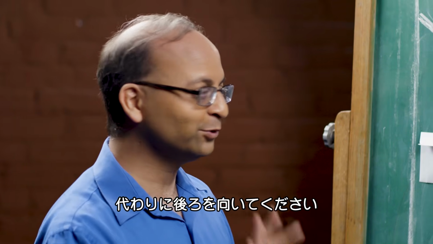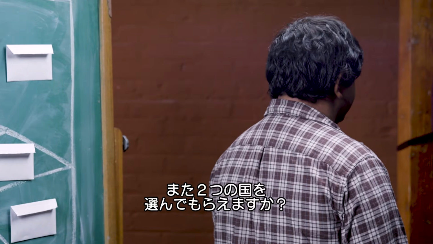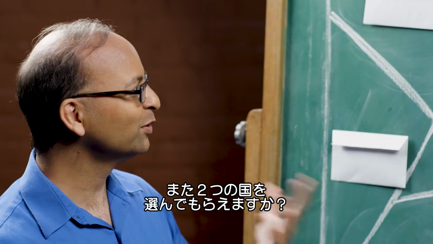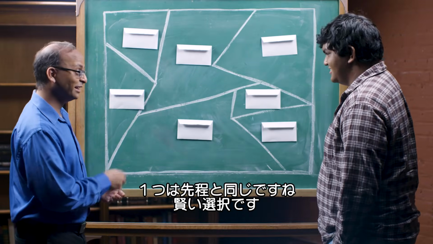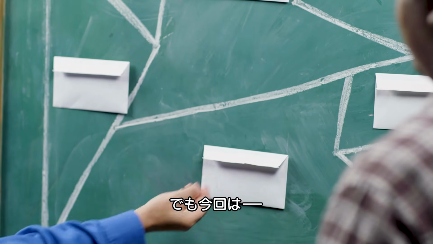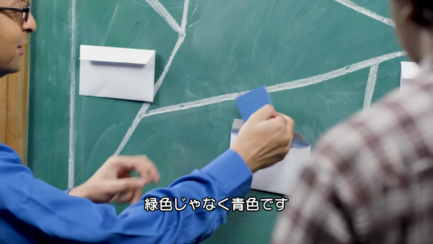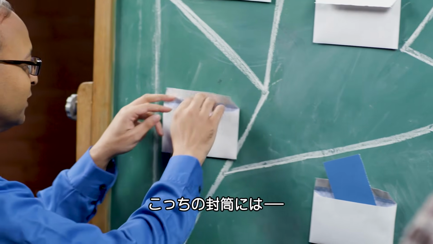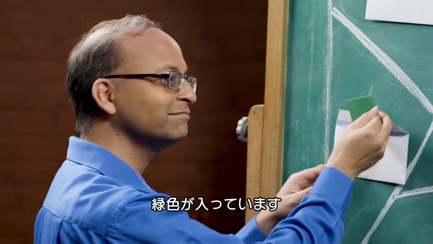So instead, I'm going to ask you to please turn around. And now let's change up these colors. Can you pick 2 countries at random and we'll reveal to you the colors again. I'll pick this one and this one. Nice. And that's smart of you to check with one of the ones you already had, right? But as you'll see, now it's not green, it's blue. And this one, on the other hand, is green.